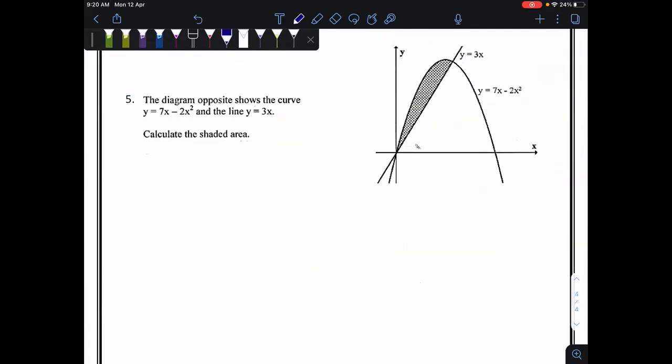Yes, the next question. The diagram opposite shows the curve y equals 7x minus 2x squared and the line y equals 3x. So it's upper minus lower here to find the area of the region bounded by the two curves. The upper is the parabola 7x minus 2x squared, and the lower is 3x. The intersection point is clear here that it's 0, and what value here? There is another one, x2. So equate them.